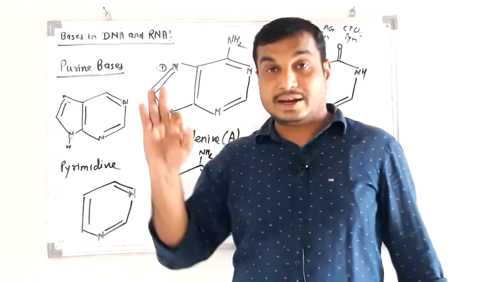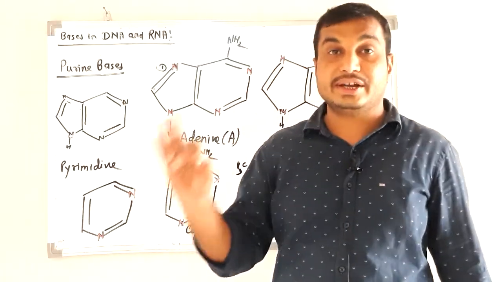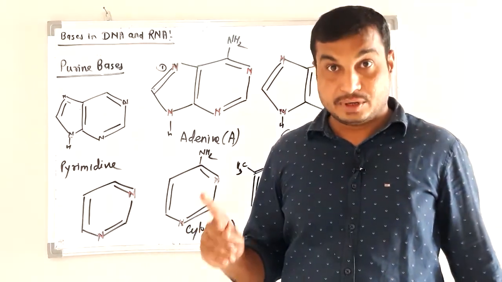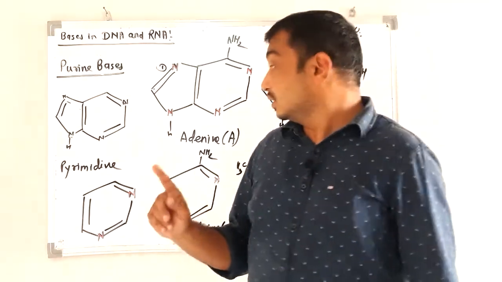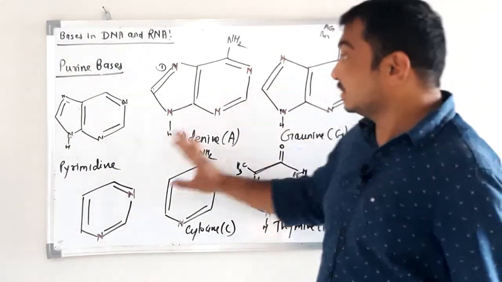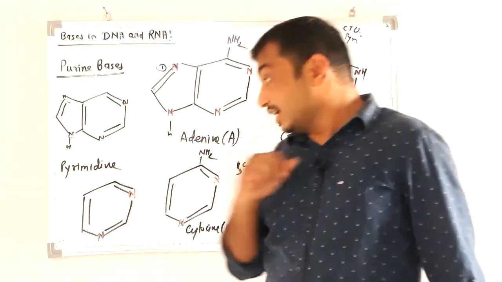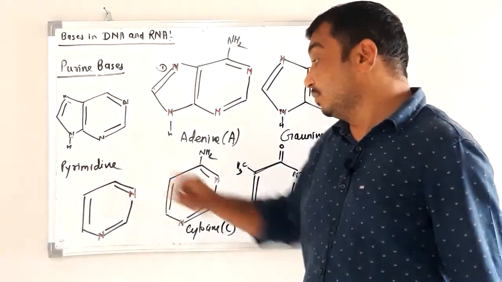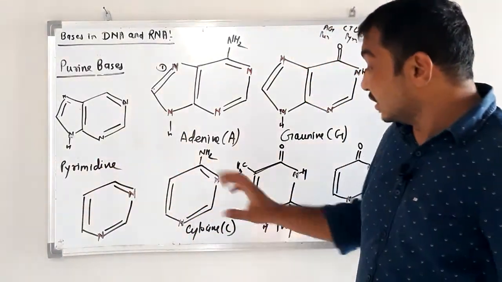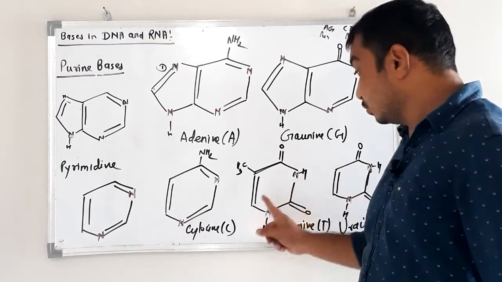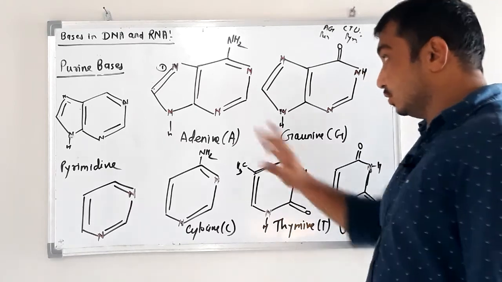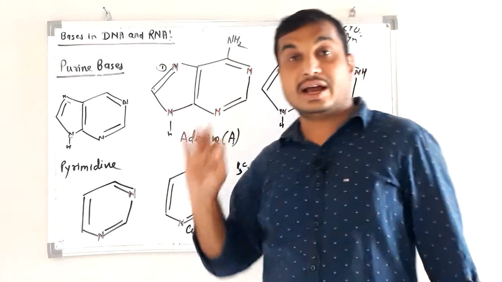So DNA and RNA contain two types of heterocyclic compounds. One type is purine bases. Why is it called purine type? Because adenine and guanine contain the purine ring. And the second type is pyrimidine bases. This is the structure of pyrimidine. This type of ring is present in these three different heterocyclic bases, that is cytosine, thymine and uracil. So these are the five bases present in DNA and RNA.